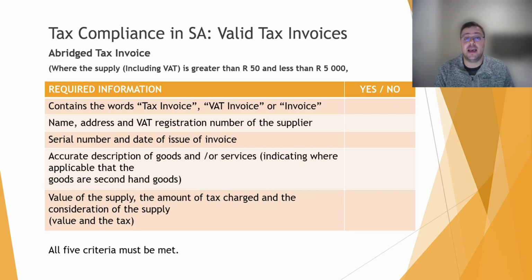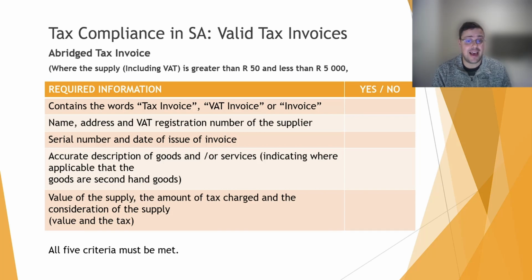So now we look at abridged tax invoices. An abridged tax invoice is where the value of the supply is more than 50 Rand but less than 5,000 Rand. For these abridged tax invoices, the number of requirements goes from 7 to 5. So there are a few lesser details that need to be on the invoice.